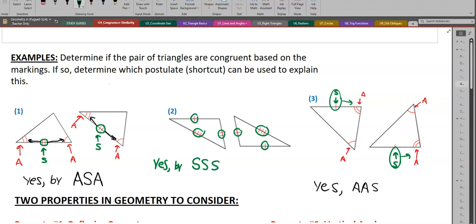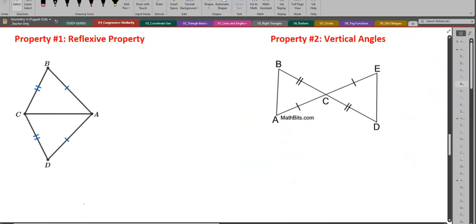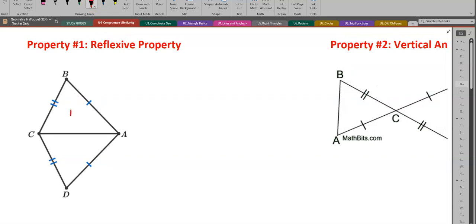Now, before we wrap up this video, there are two properties that I do want to talk about that we are going to have to use in some problems. The first one is called the reflexive property. Essentially all we need to know about the reflexive property is that if I have two triangles, at the top here I have triangle ABC, down below I have triangle ACD, the second triangle.